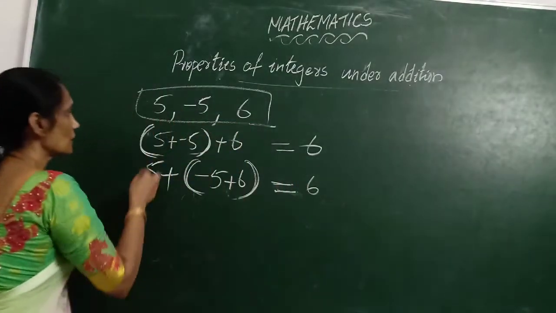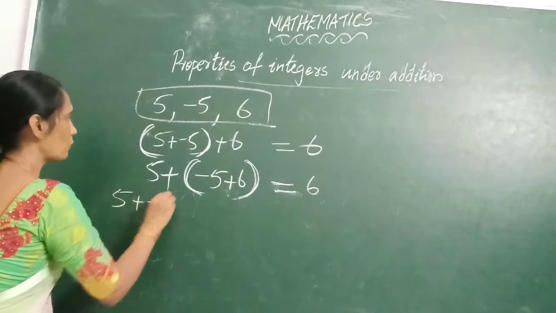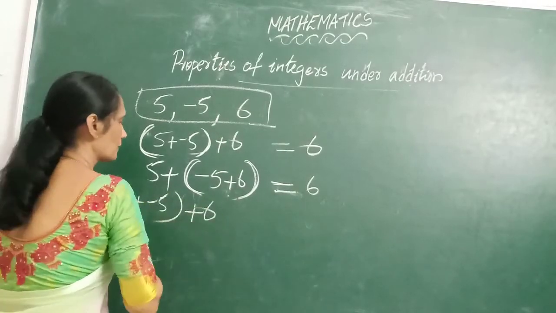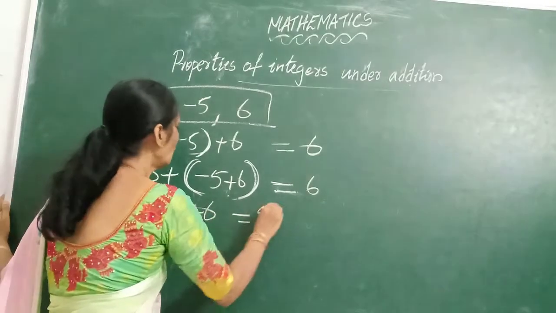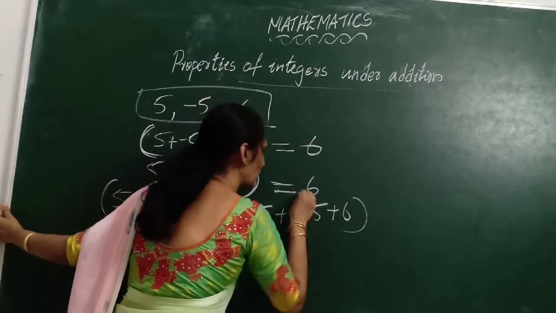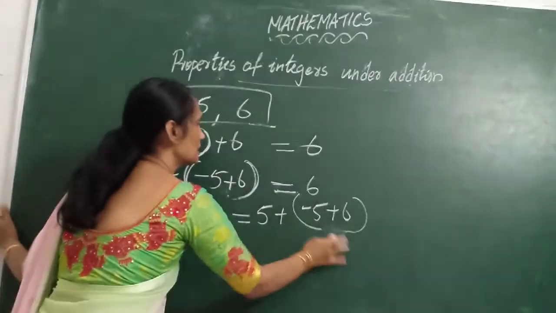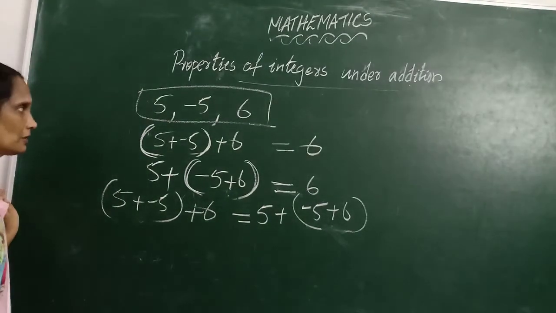So what did we understand? These two are equal. Means 5 plus minus 5 plus 6, where 5 and minus 5 is in the bracket, equal to 5 plus minus 5 plus 6, where minus 5 and 6 are in the brackets. Is there any change for the value? No change at all. Right.